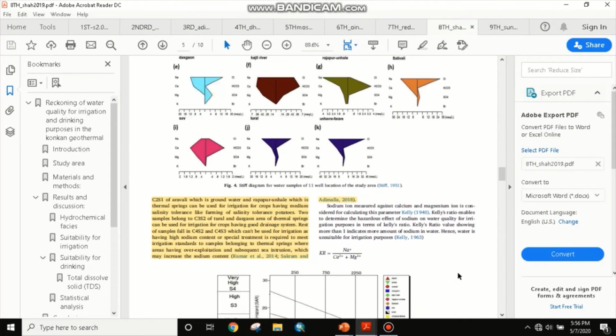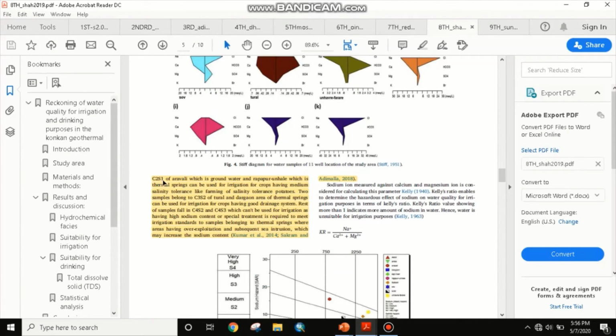Two samples belong to C2 S1: Aravali, which is groundwater, and Rapapur Anher, which is thermal spring. They can be used for irrigation for crops having medium salinity tolerance, like farming of salinity tolerant potatoes. And two samples belong to C3, category 3, S2, of Chudal and Dasgaon areas of thermal spring, can be used for irrigation for crops having good drainage system.